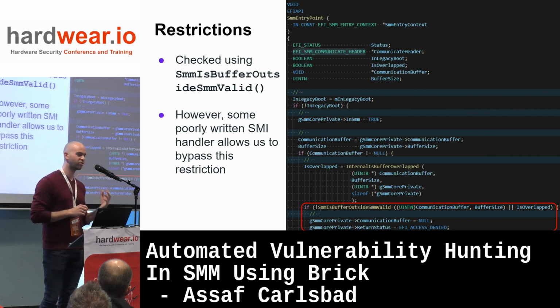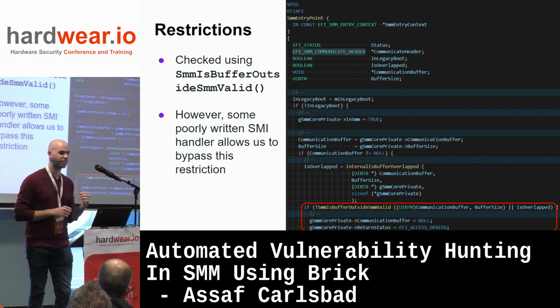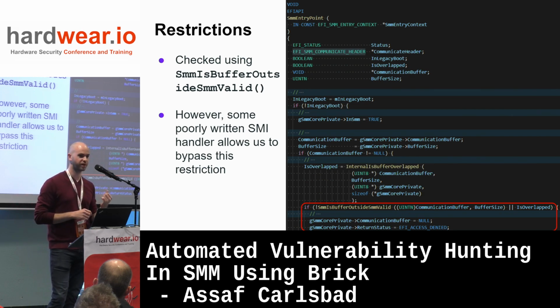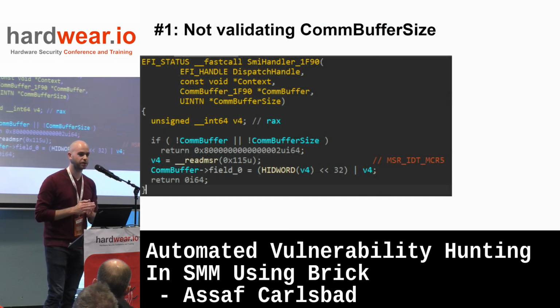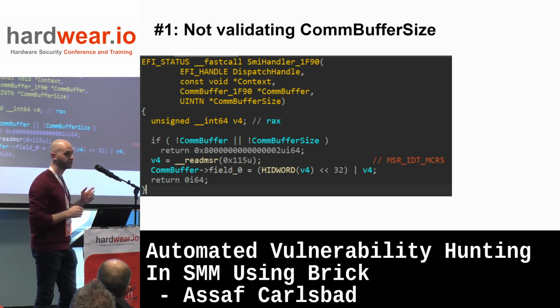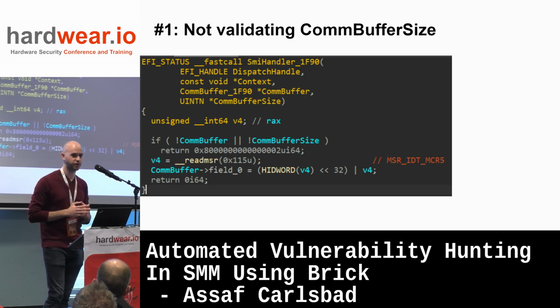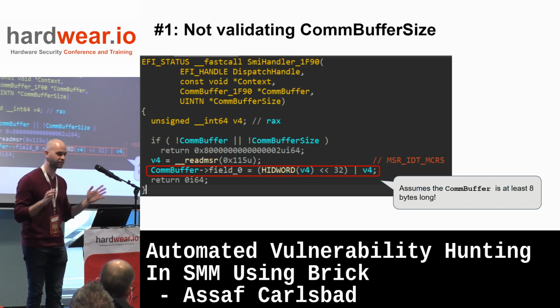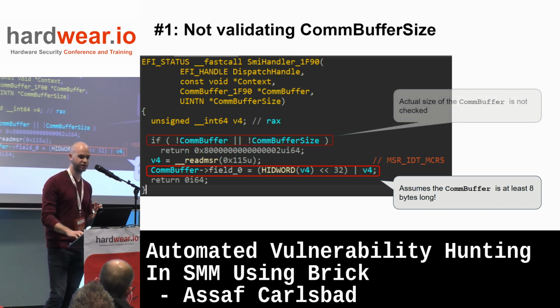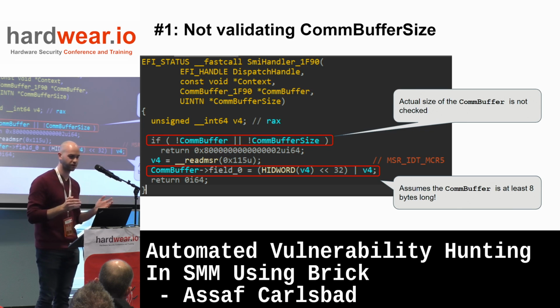Now, some poorly written SMI handlers may allow you to sometimes bypass this restriction, and with that in mind, let's go on to the first bug. So here I have a really simple SMI handler. You can see that all it does is reading some MSR, computing a 64-bit value out of it, and then writing the result into the communication buffer. Now, notice that while doing so, the handler implicitly assumes that the communication buffer is at least 8 bytes long. But unfortunately, this check is not enforced explicitly anywhere in the code.